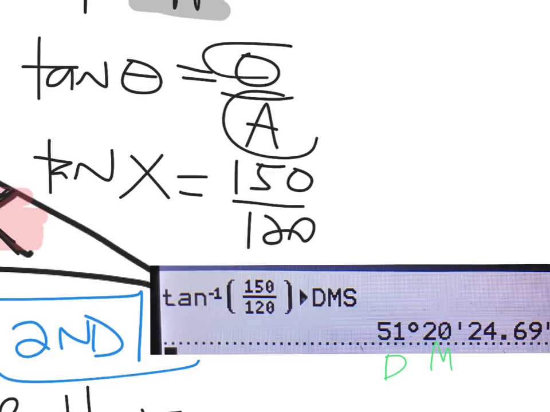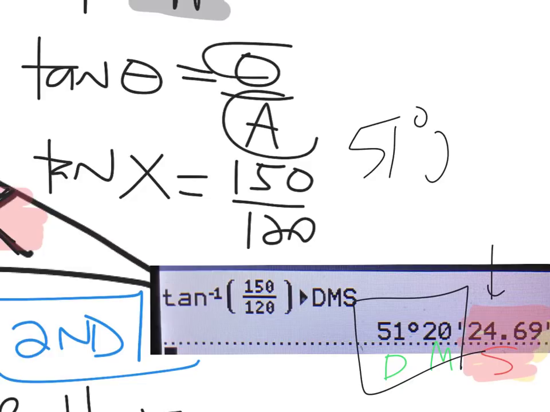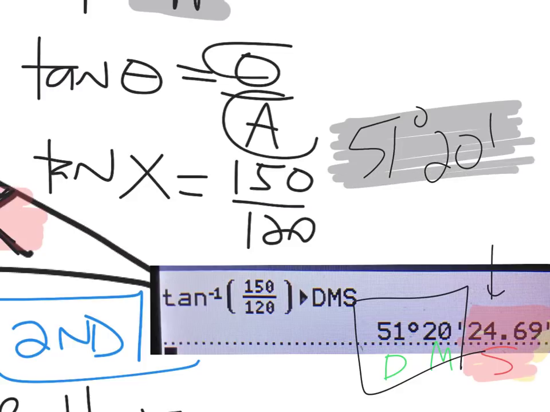51 degrees, 20 minutes, 24.69 seconds, and there's more seconds. We always look at the seconds. If it's less than 30, it stays the same. If it's bigger than 30, we round up. Well, 24 is less than 30, so this is going to stay the same. So our answer is 51°, 20 minutes.